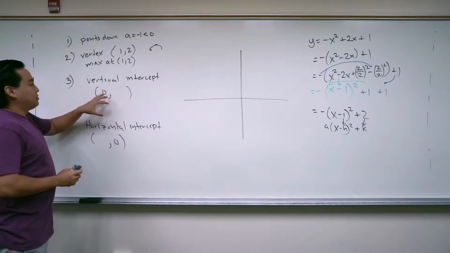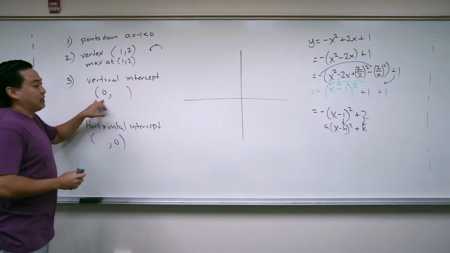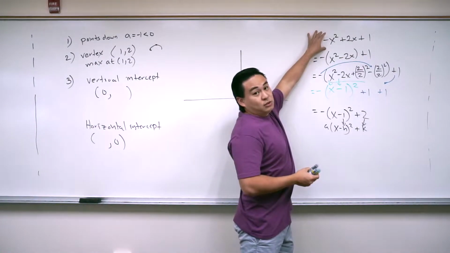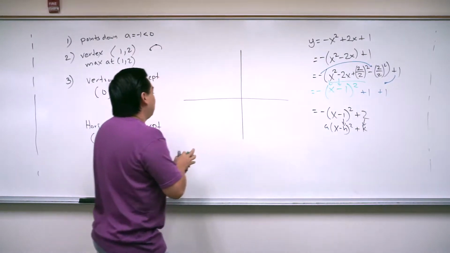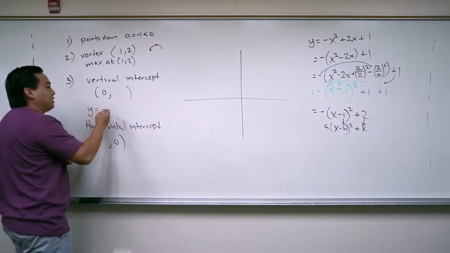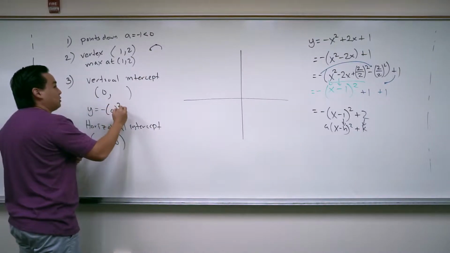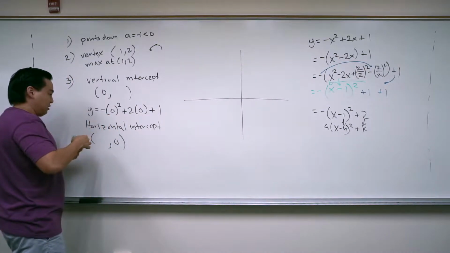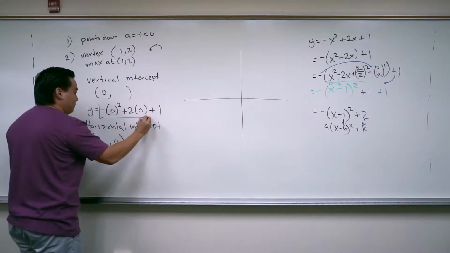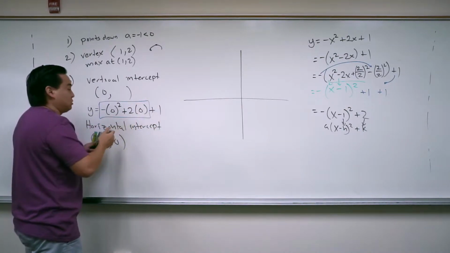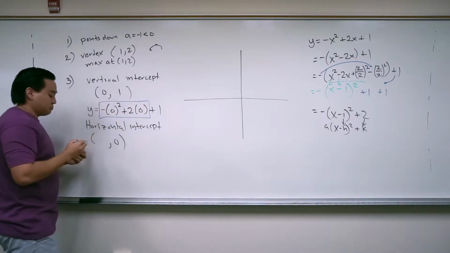The vertical intercept starts at x equals 0, and we can see it is going to be really easy to do using this equation. If I plug in 0, all of this stuff disappears. So the intercept is going to be just 1. So this is going to be (0, 1).